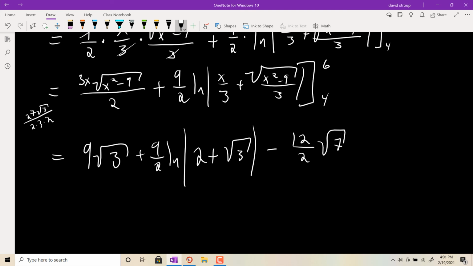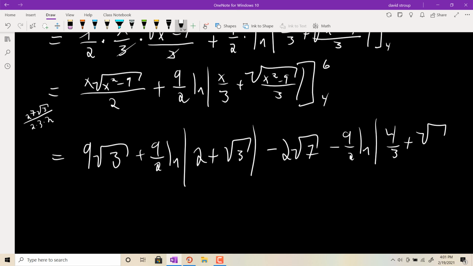What did I forget? Oh, it's a stupid 3 there. That shouldn't be there. So this will be then 4 over 2 is just 2, and then root 7. And then minus 9 halves ln of absolute value of 4/3 plus root 7 over 3. And then you put that in your calculator, which I already did. It's 12.64.